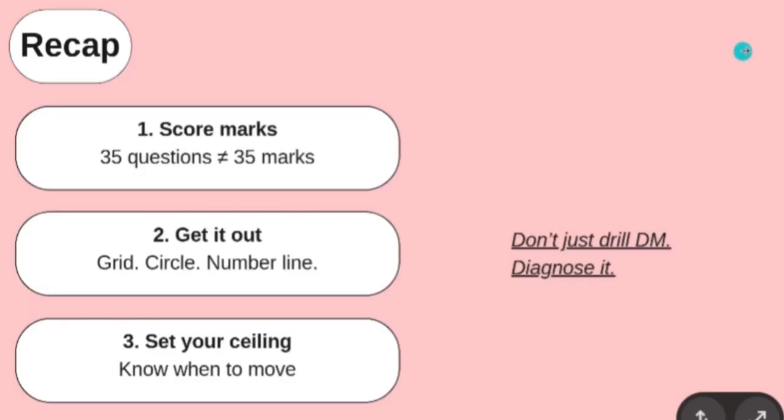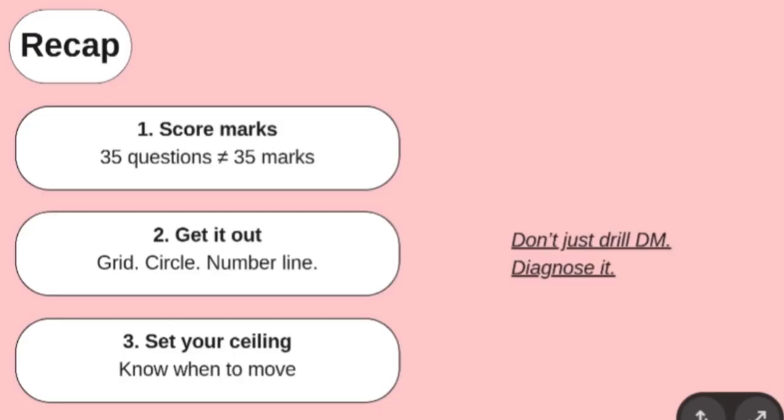So 3 things I just want you to take away from today. Score marks, not questions. Remember that 35 questions give you 47 marks, which is a lot of marks, and partial marking matters a lot. Get it out of your head. Use a grid, the circle, or a number line. Don't waste time rereading information you've forgotten. And set your ceiling. Know when you're no longer making progress and move on. And that just comes with practice and doing tests.